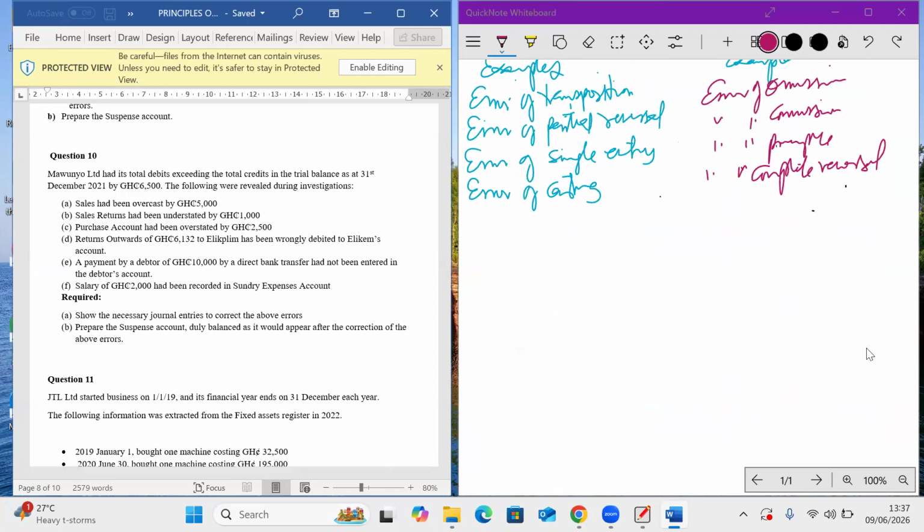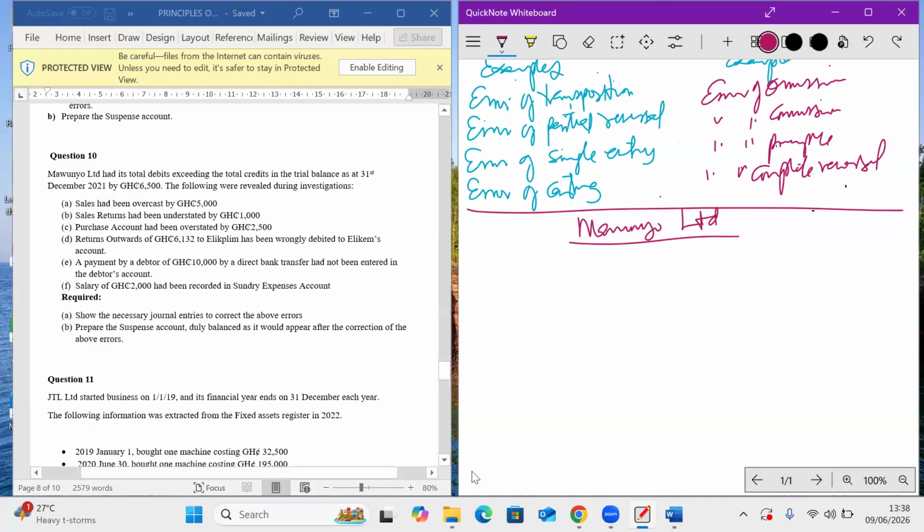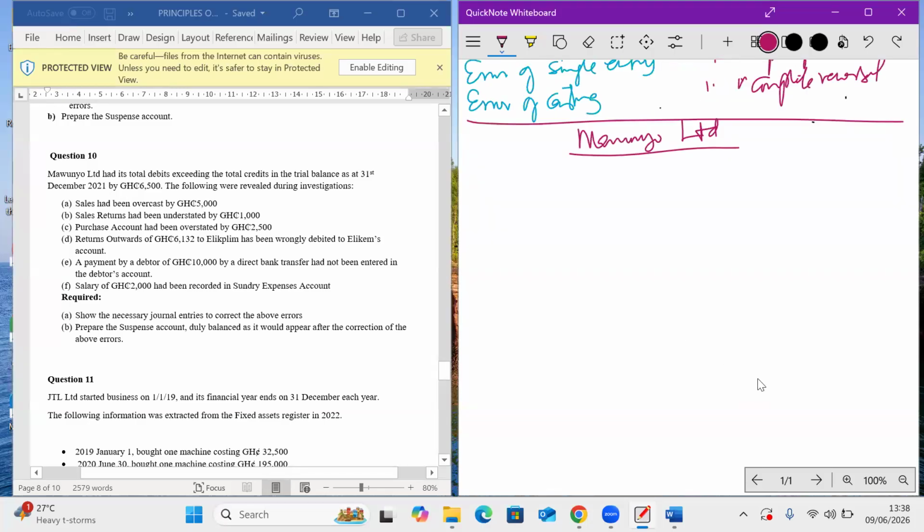I'm approaching it as if I'm in the exams room or in the lecture hall. The first thing, you write the name of the entity. What is it? Maunyo Limited, you underline. This is my answer booklet. Then I'll go to the requirements. Show the necessary journal entries to correct the above errors. Then I'll write A. So this is question 10. Journal or general journal. Use pencil.